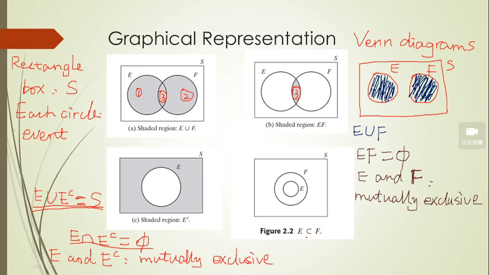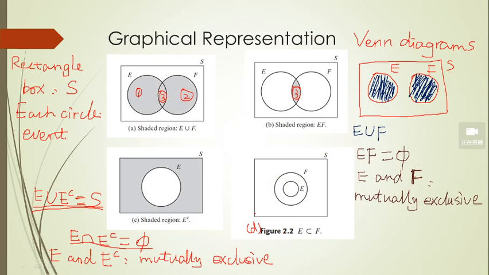Now, the subset. Okay, part D. Sorry, part D is the subset. So F is a subset of the sample space, no problem. F is a circle in the rectangular box. Then E is called a subset of F. Of course, E should be a circle inside F. Okay, inside F. And some special case.